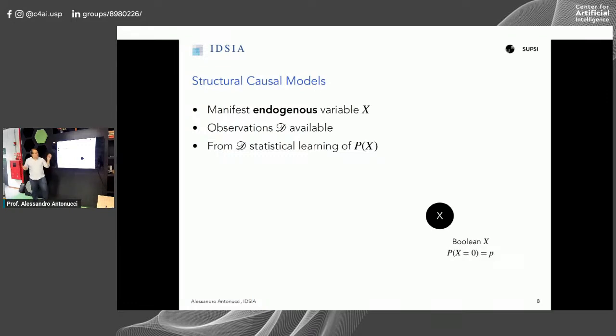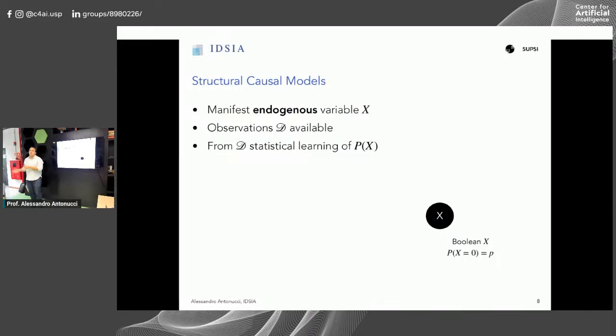So let's say that we have a Boolean variable and it is endogenous. I use this term; endogenous for me is basically like manifest. It's observable, something I can observe. So there is something in the world I can observe. It's a Boolean variable, a coin or whatever. And I collect observations in the traditional way. I have a data set of observations. I toss my coin or whatever, so I have a data set.